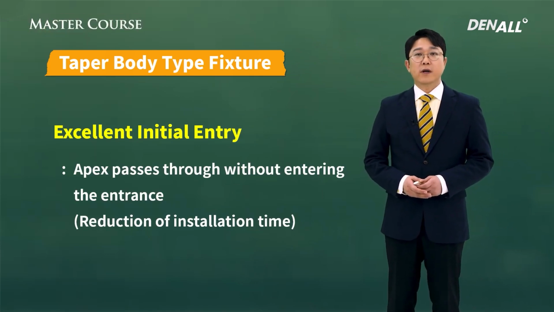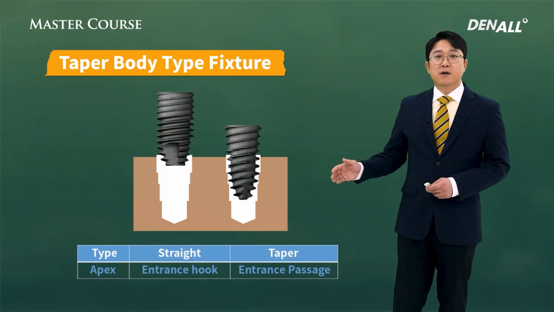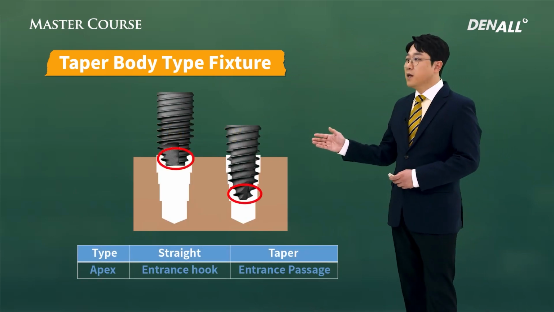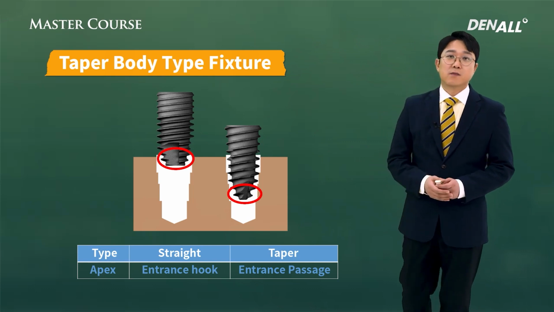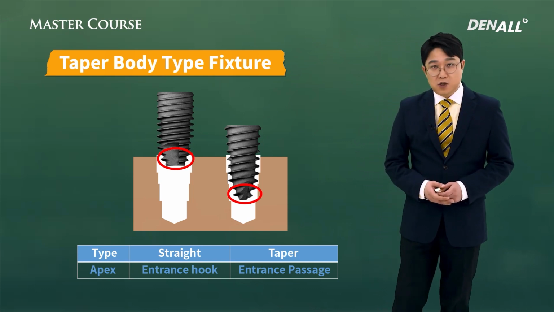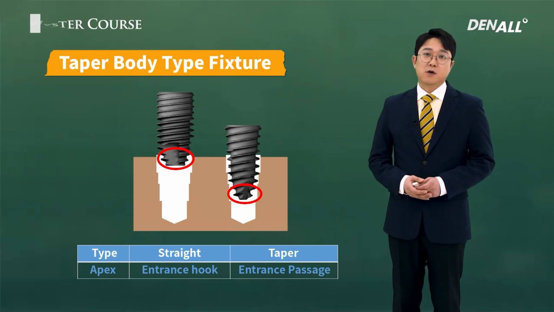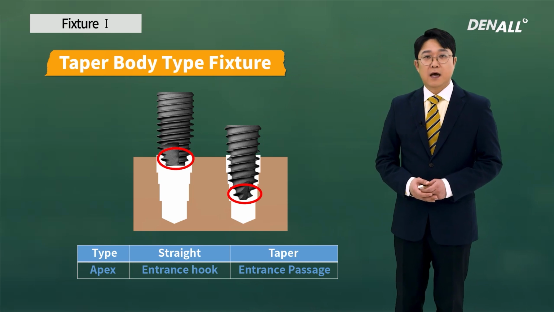The implant apex passes through the entry point of the drilled hole, reducing the installation time. As you can see, the fixtures do not have interference at the entrance. If it is a highly tapered double-threaded implant, it can be placed with just 3 or 4 rotations.